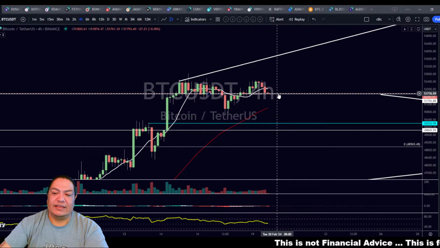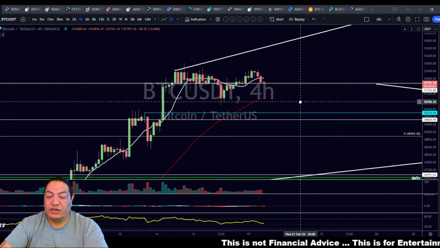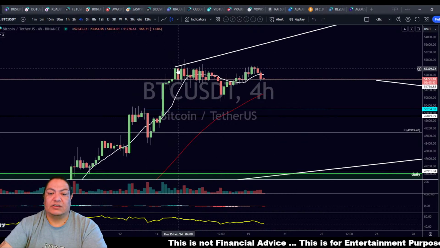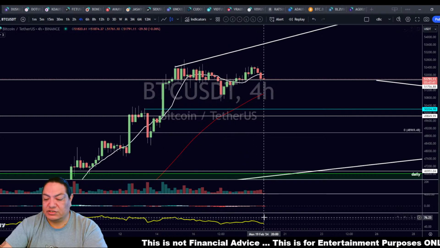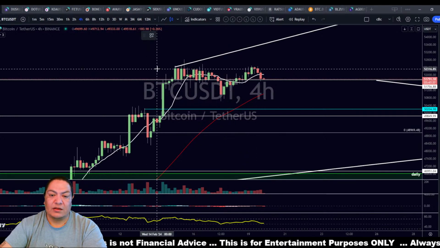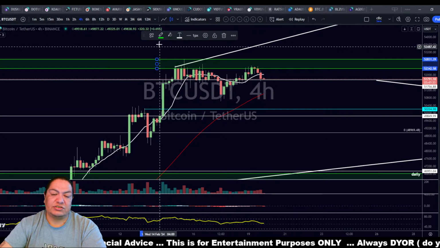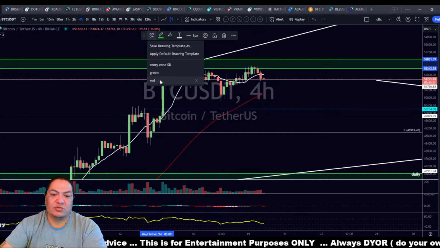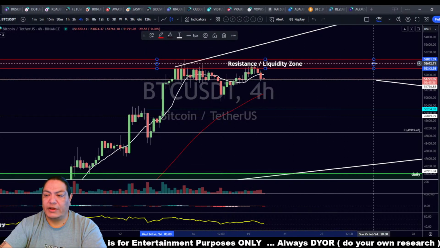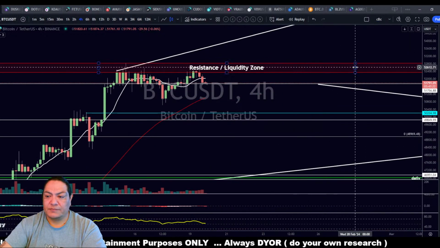Now, I do think that we are going to go down. I really do. And this is Bitcoin on the 4-hour chart. Just look at this resistance, guys. This is just crazy resistance, on the 4-hour from here to here. People would call this a liquidity zone or a resistance zone or whatever, but that's what this is right here.